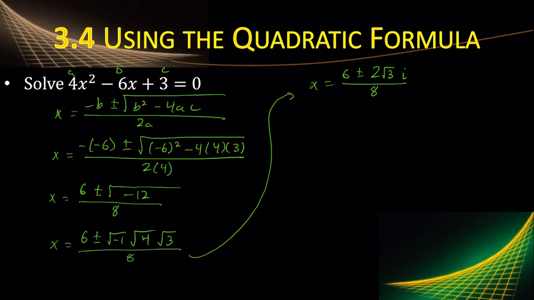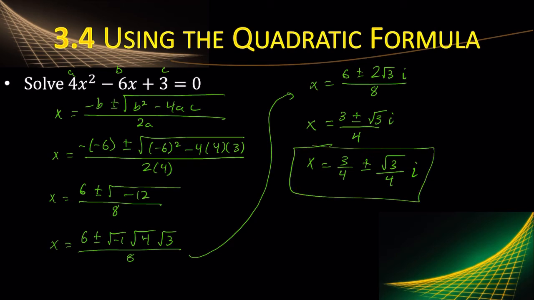Hey, notice everything is divisible by 2, so we could reduce everything by 2 to have it 3 plus or minus 1 square root of 3i over 4. Usually you'd write this as 3 over 4 plus and minus the square root of 3 over 4i to put it in standard form for imaginary numbers.